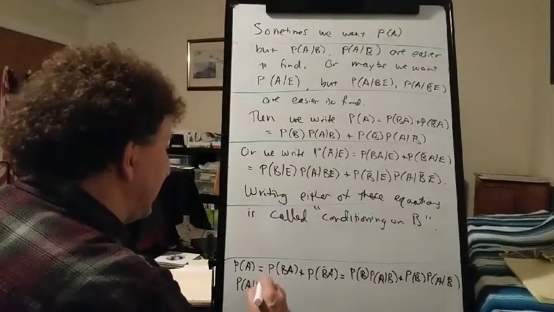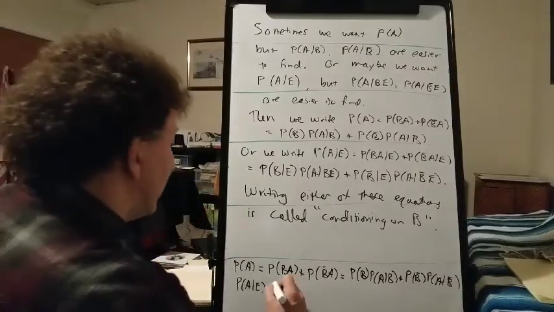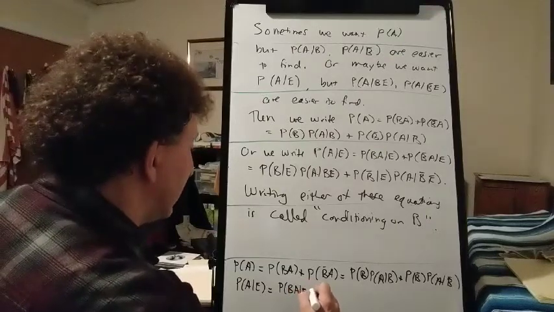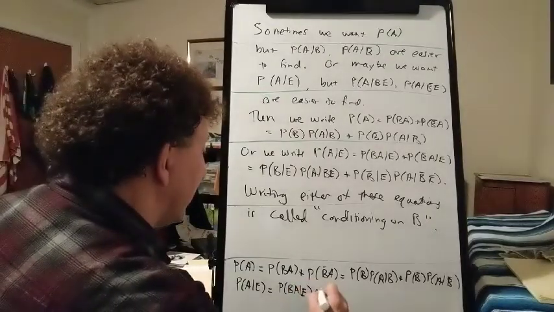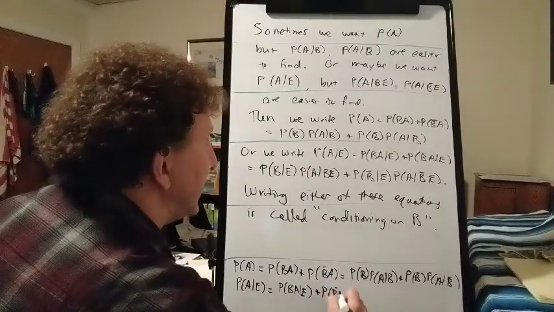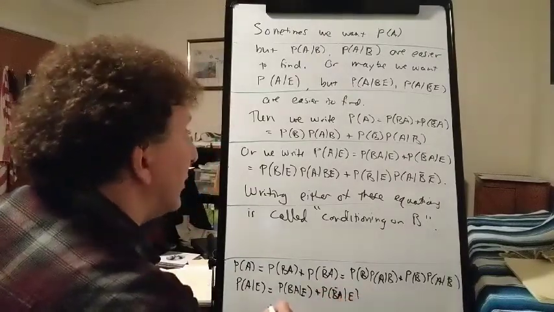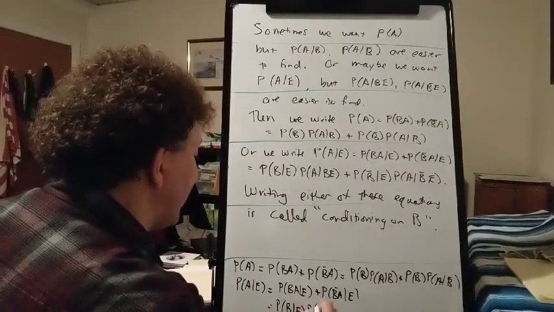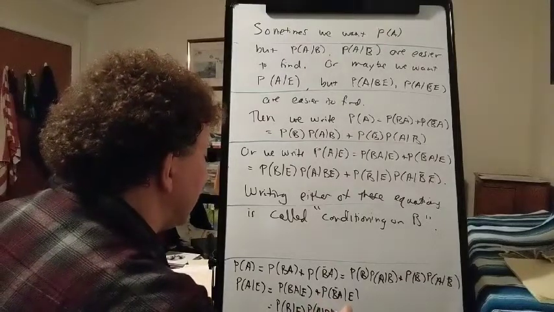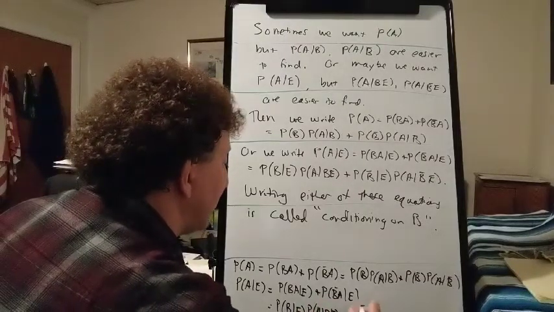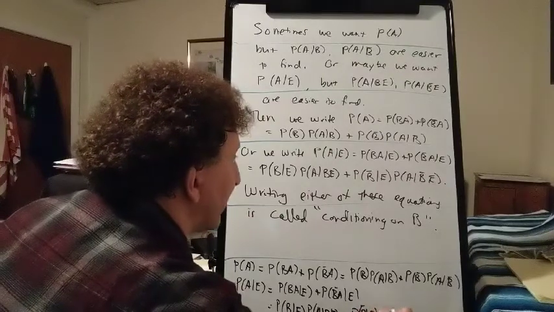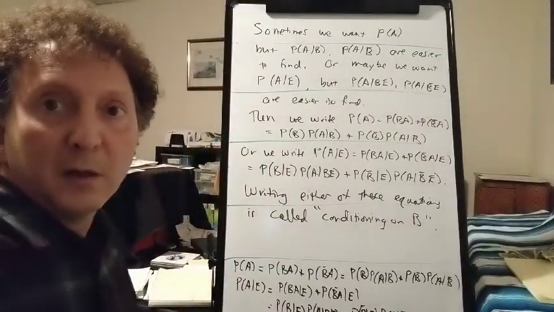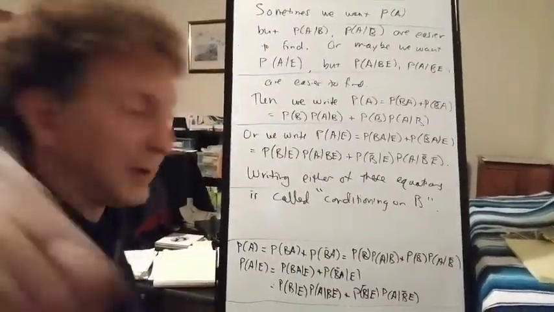And then probability of A given E is probability of B and A given E plus probability of not B and A given E, which is probability of B given E, probability of A given B and E, plus probability of not B given E, probability of A given not B and E. Oops, went off the screen. There we go.